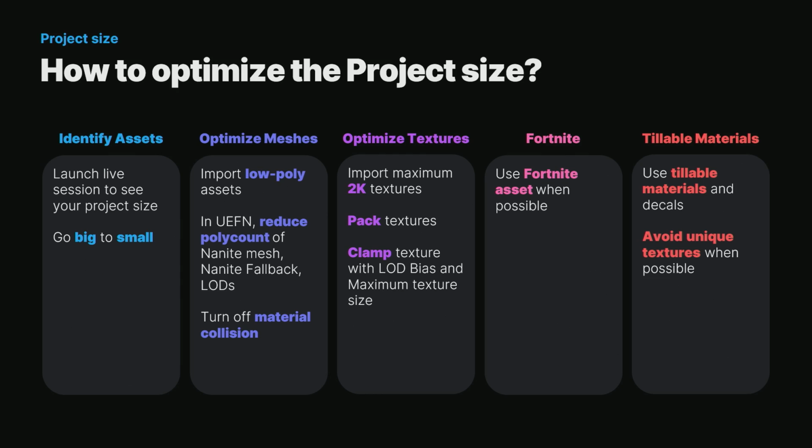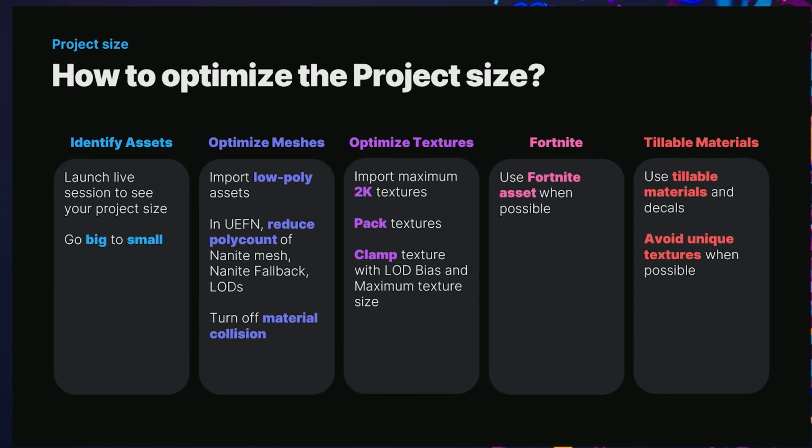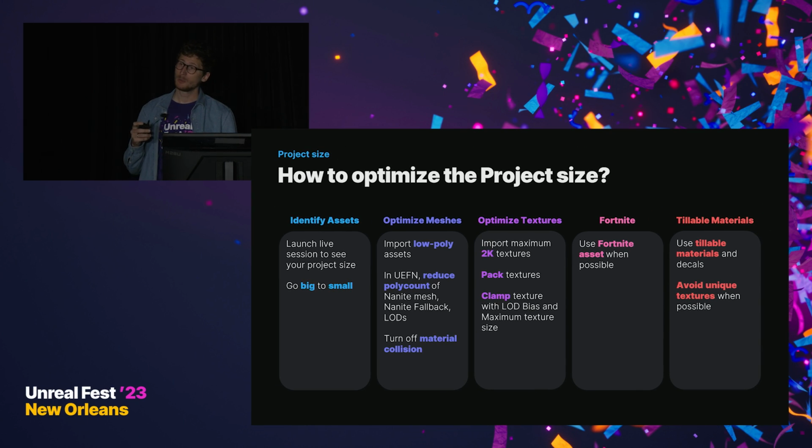So let's recap on how you can optimize your project size. First, you want to identify your asset and go big to small. You want to optimize your meshes by importing a low poly mesh and reduce the poly count in UEFN. You want to optimize textures by importing small resolution textures, pack them when possible, and clamp the highest LOD. And you want to use Fortnite assets as background details when necessary. And then finally, you want to favor tileable materials over unique textures.